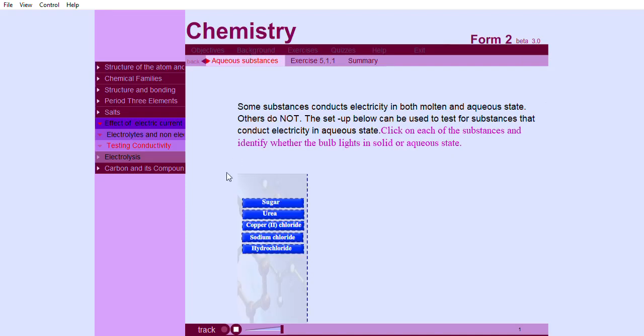Some substances conduct electricity in both molten and aqueous state. Others do not. The setup below can be used to test for substances that conduct electricity in aqueous state.